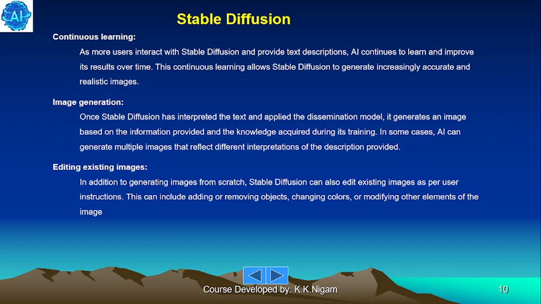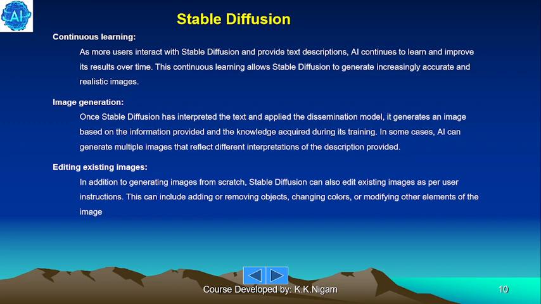Image generation. Once stable diffusion has interpreted the text and applied the diffusion model, it generates an image based on information provided and the knowledge acquired during this training. In some cases, AI can generate multiple images that reflect the different interpretations of the description provided.